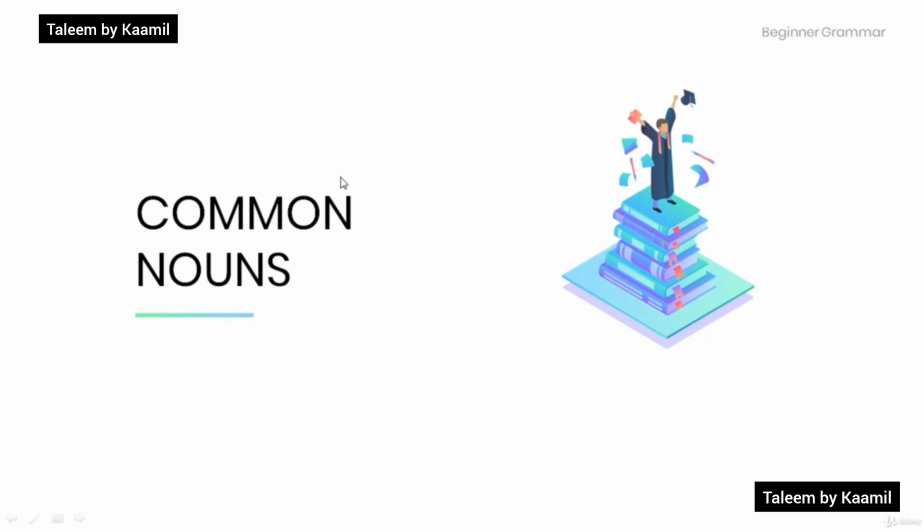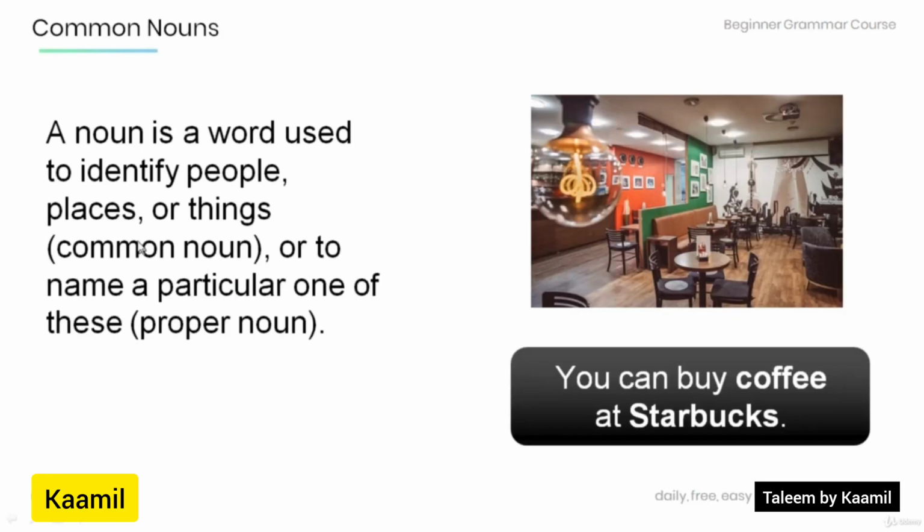Today, we are going to talk about common nouns. Let's get started. A noun is a word used to identify people, places, or things. These nouns are called common nouns, or a noun is a word used to name a particular one of these, and that is called a proper noun.